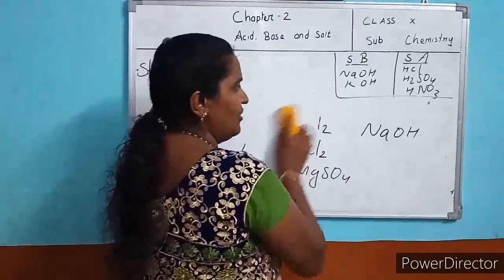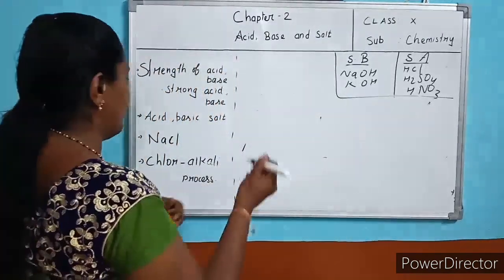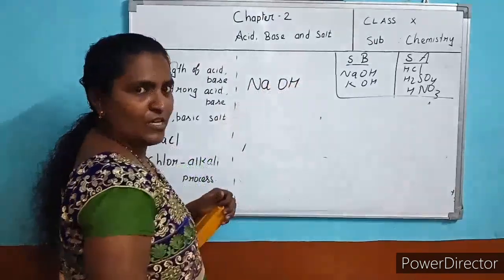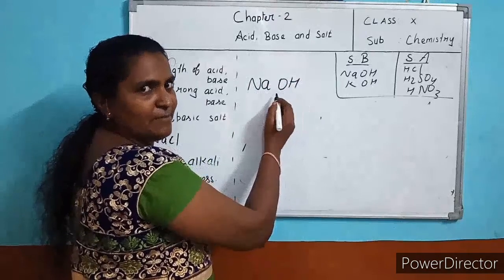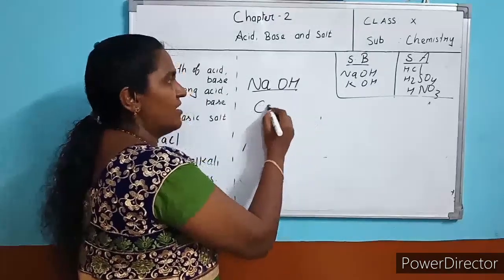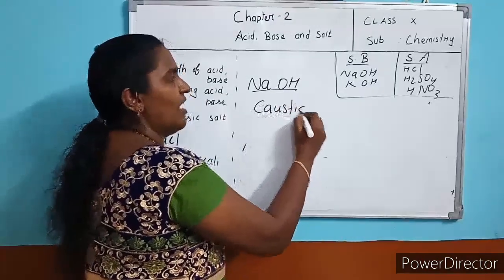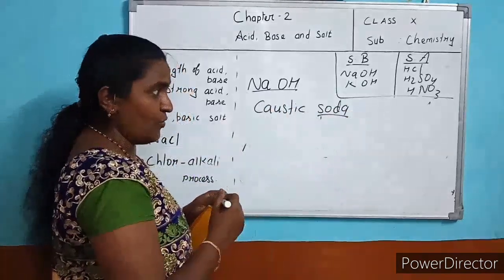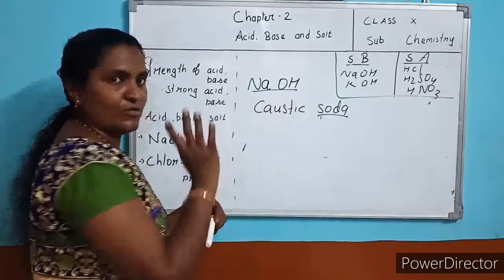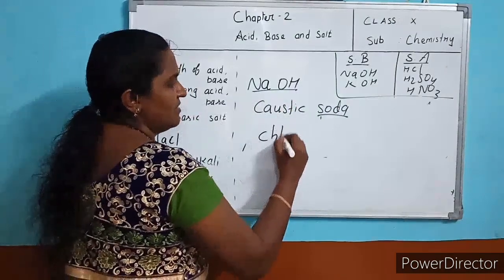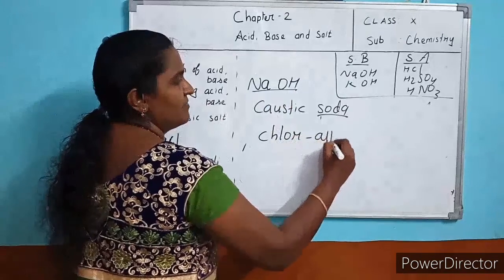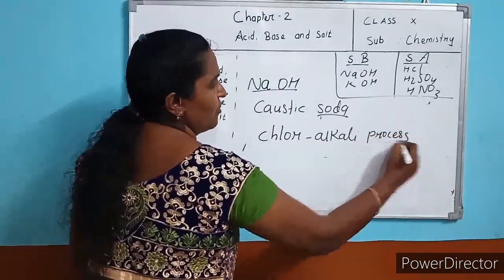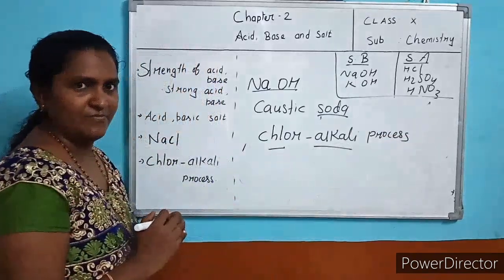Now we will see how NaOH is prepared. This NaOH compound is called a base. OH is there, so it is a base. This is called caustic soda. Sodium is there, so caustic soda. How do you prepare this caustic soda? The process is called the chlor-alkali process.